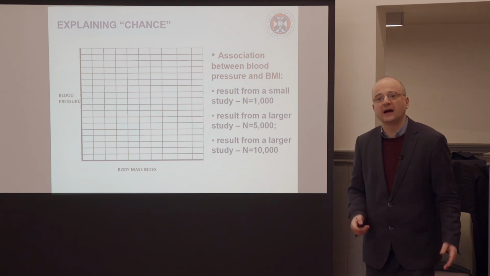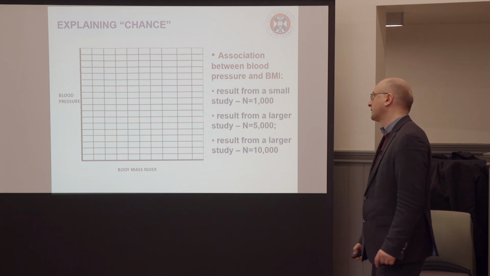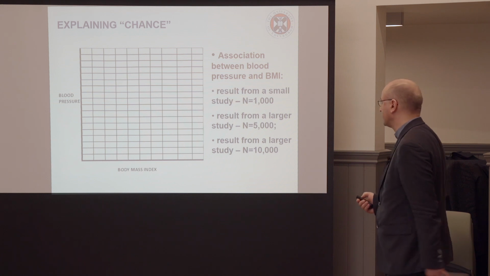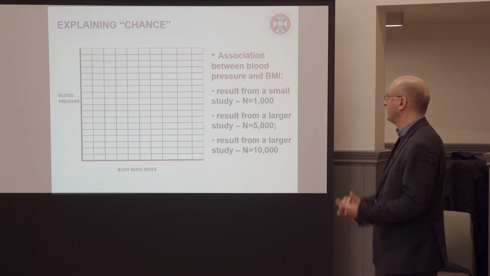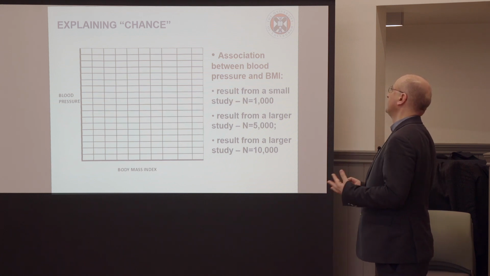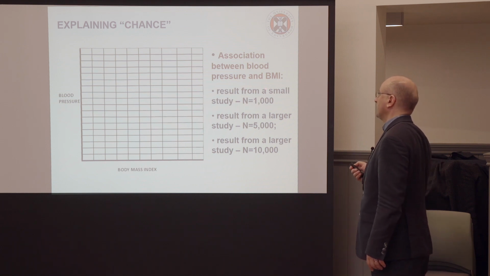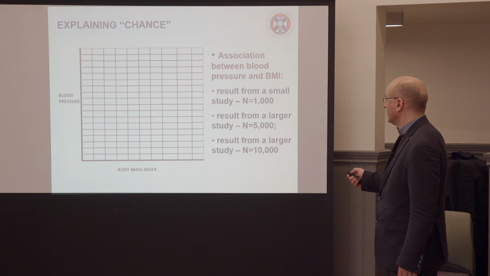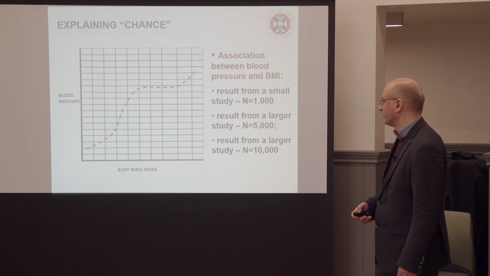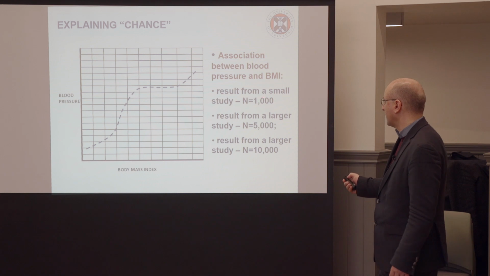So let me explain how big an effect chance can actually have and how big sample sizes we really need, given how everything is correlated in the body and in biomedicine. So let's look at the association between blood pressure and body mass index. Let's look at the result from a small study. The small study looked at this in 1,000 people.